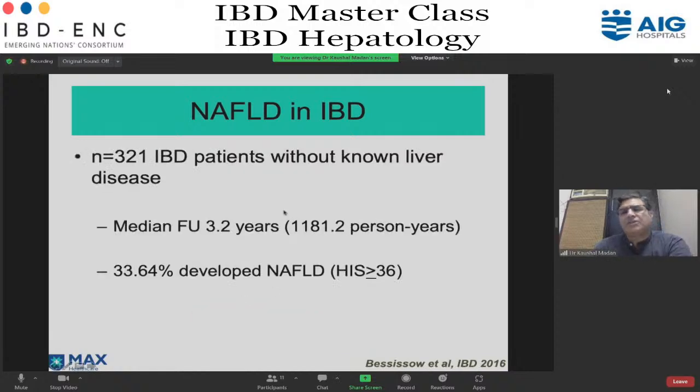This was a study in which they followed IBD patients and then looked at how many of them developed non-alcoholic fatty liver disease later on in life. So 321 IBD patients without any known liver dysfunction at baseline were followed up for more than 1,100 person years, and 33% developed non-alcoholic fatty liver disease. NAFLD obviously was diagnosed based on hepatic steatosis index.